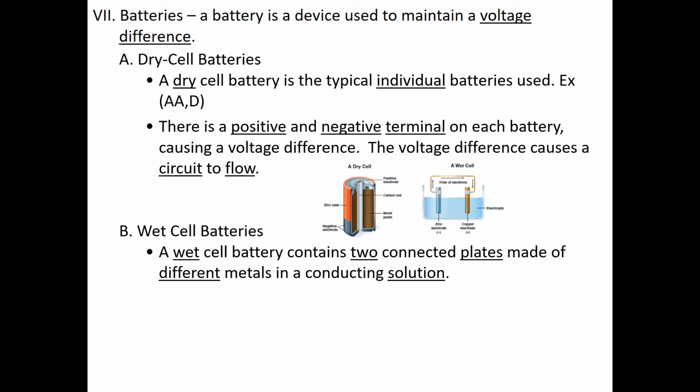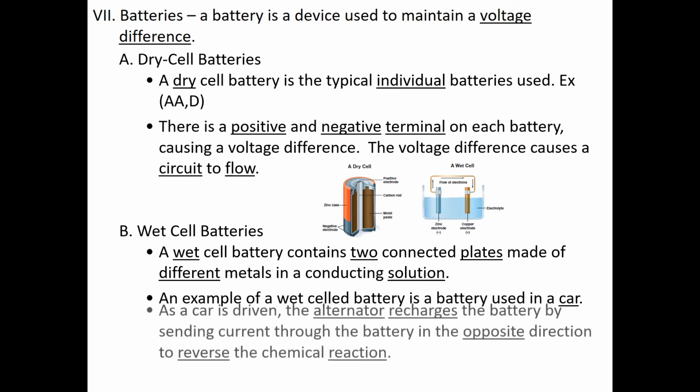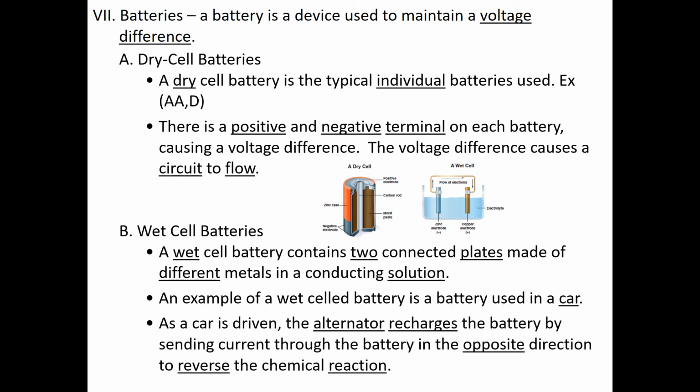A wet cell battery contains two conducting plates made of different metals in a conducting solution, usually sulfuric acid. This is like the battery in your car. A battery in a car has sulfuric acid with two different plates in it. And we also can charge it up using an alternator.